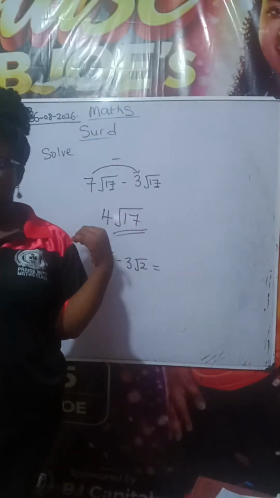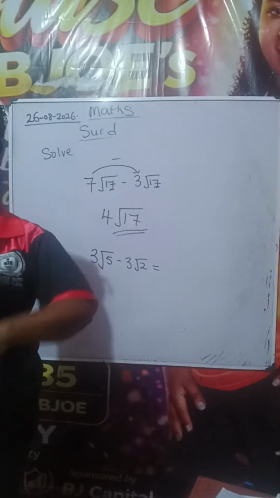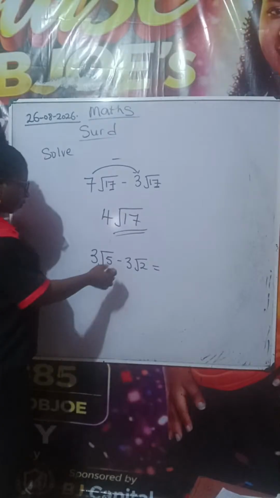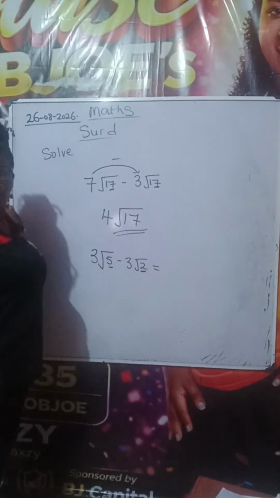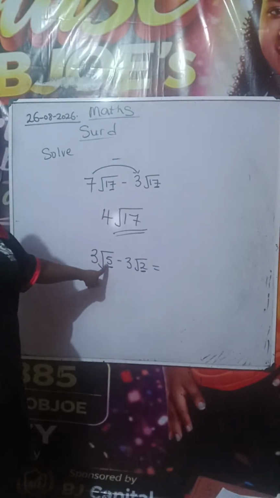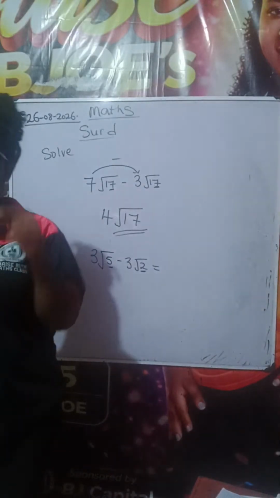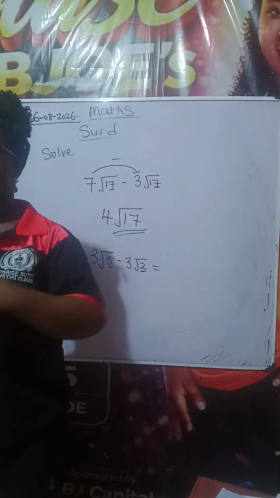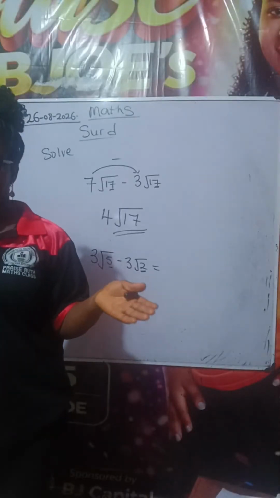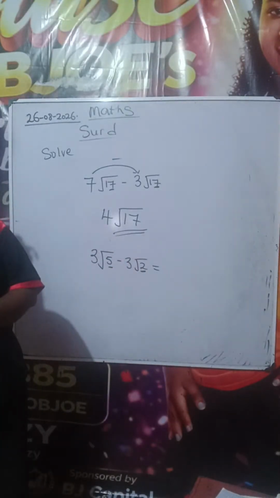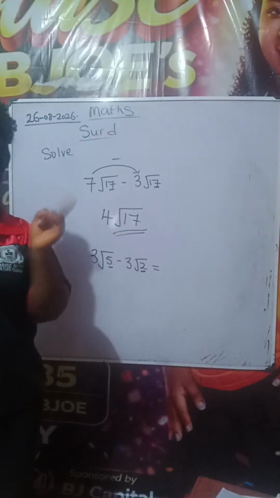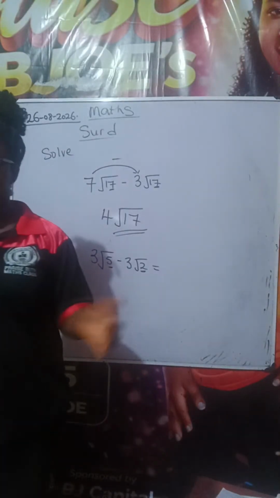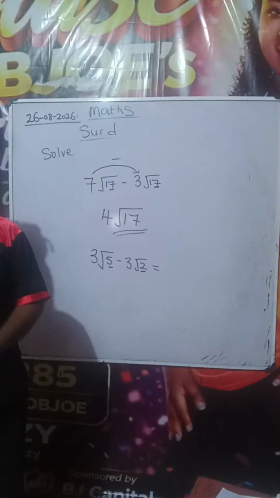Now, looking at this one, the root is not the same. The root is different. Look at it. We have root 5, we have root 2. 5 and 2 are not the same thing, and those roots we cannot simplify. So looking at it like this, subtraction cannot take place. It's not possible. You can't do anything. Nothing we can do here. Did you get it?